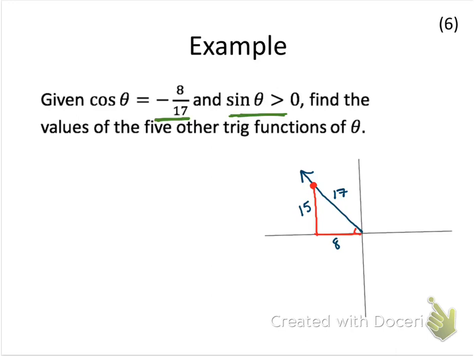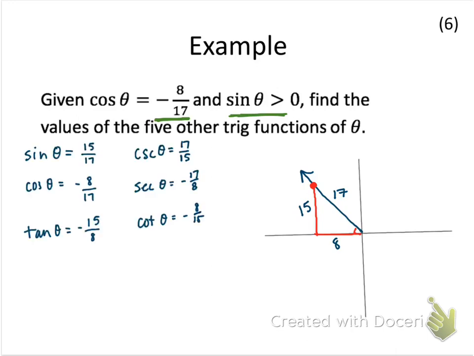So we can then try to find the values of the 5 trig functions of theta. Now that we have our triangle fully labeled, go ahead and pause this video and find, we're already given cosine, now find the 5 other trig functions of theta. All right, you can go ahead and double check your answers. Something of importance to note, because we're in quadrant 2, sine and cosecant are going to be positive values, whereas the other 4 will be our negative values.